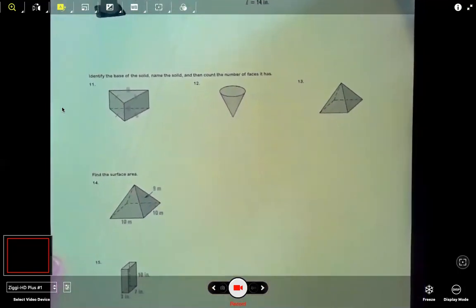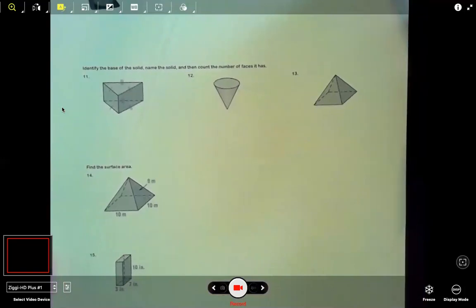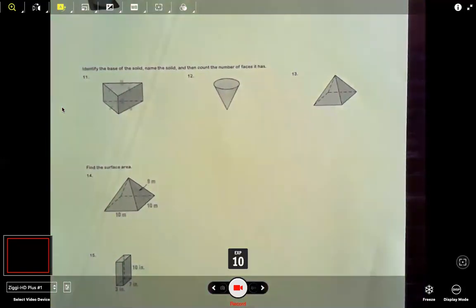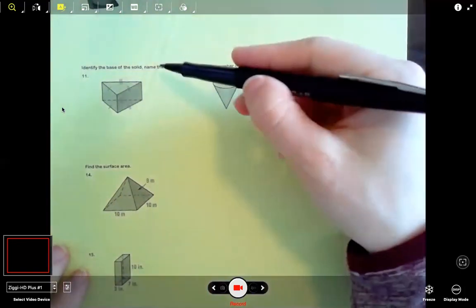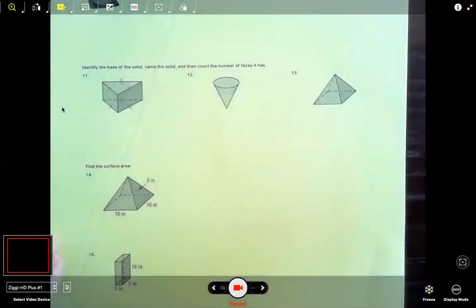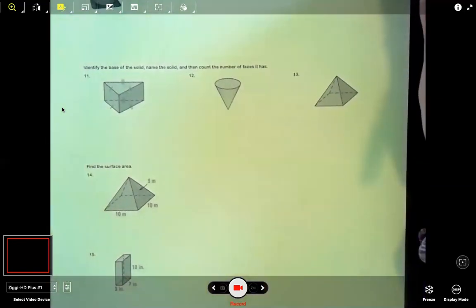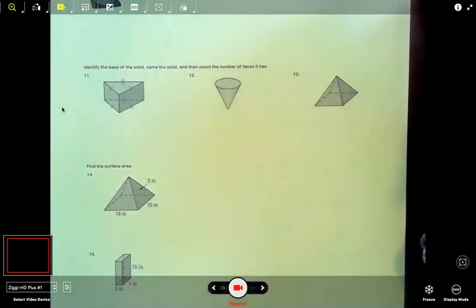Can you guys see 11 okay? Yeah. Okay, it says identify the base of the solid, name the solid, and count the number of faces it has. Oh boy, this is going to be a review. I don't get this one. Let's do it together.